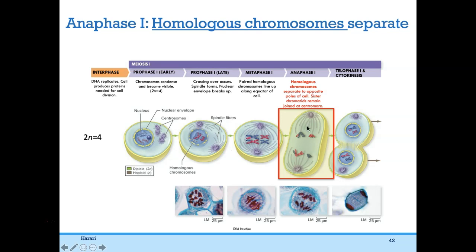So in Anaphase I, the homologous chromosomes separate to separate poles of the cell, but the sister chromatids remain intact. So that's key. In Anaphase I, homologous chromosomes separate. Underline homologous chromosomes. Because in Anaphase II, we're going to see the sister chromatids separate. So in Anaphase I, homologous chromosomes separate.